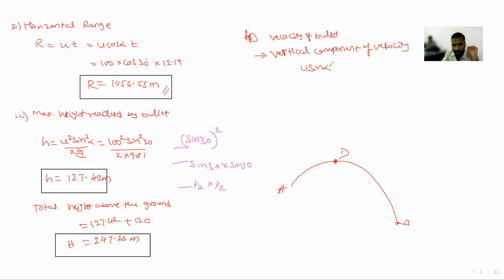Next, it is coming downward, correct? Under gravity. You know the value of g. Then g multiplied by time. So you will get the total velocity which is striking in the vertical direction. So this is equal to U sin alpha minus g into t. What is the U value?